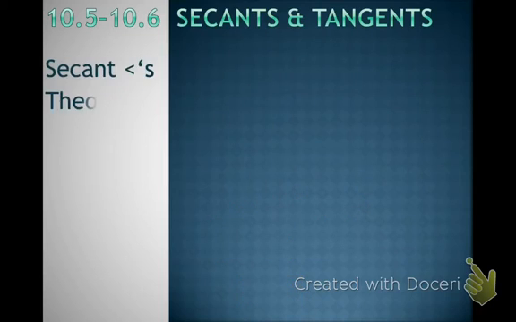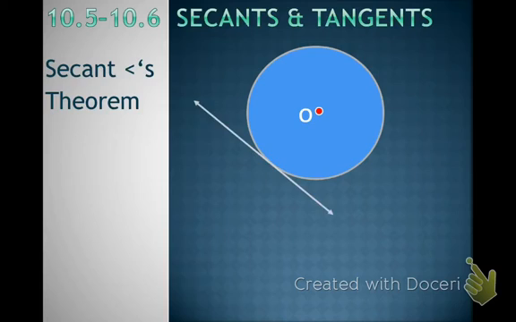Let's try another one. This time, I've got a different situation. This time, I've got two variables. This is not as difficult as it might look. Both of my lines are tangents. They only intersect my circle in one place, here and here.